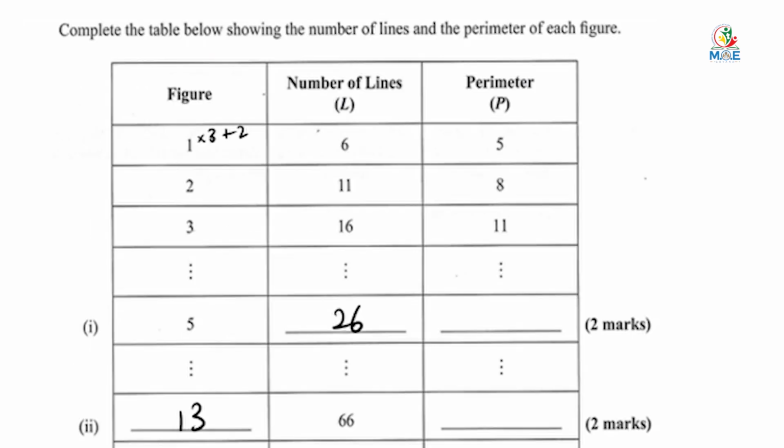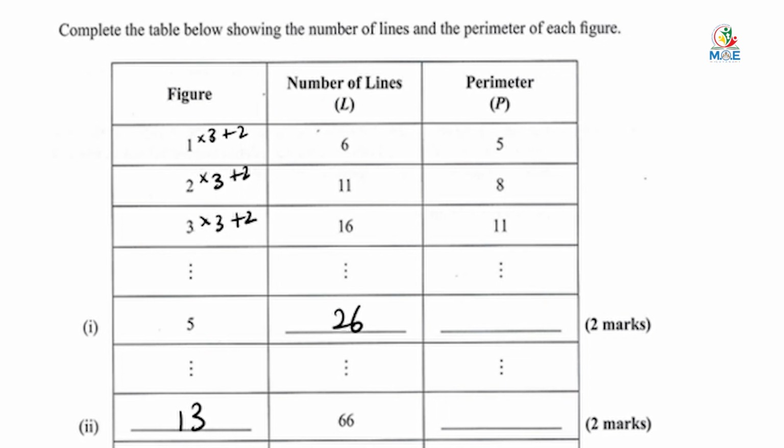So now let's try 1 times 3 plus 2. So 1 times 3 would give me 3, plus 2 would give me 5. So that works there. So let me multiply this by 3 plus 2. So 2 times 3 would give me 6. 6 plus 2 is 8. So it's working.